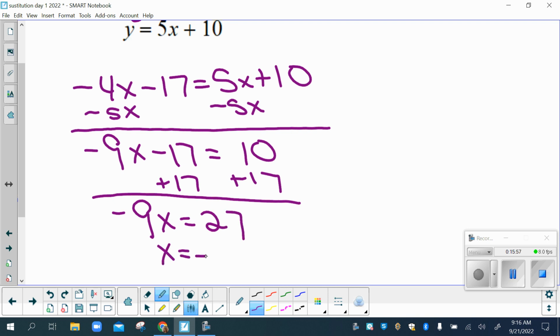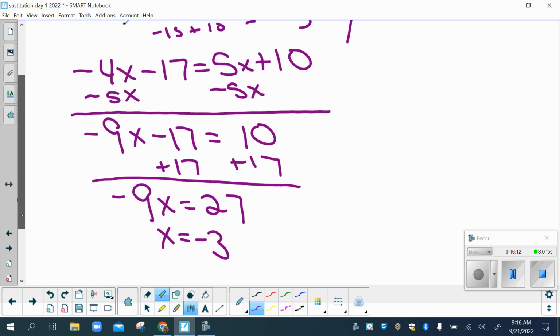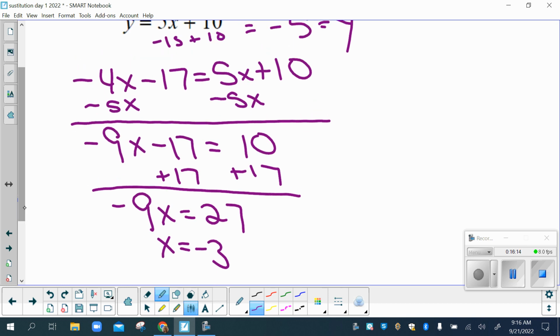Hey, I got negative 3 for x, and then I plugged back in, and I plugged into this bottom one because it looked easier. Negative 15 plus 10, I got negative 5 for y. Yeah? Am I okay? Negative 3 for x, negative 5 for y. I'll leave that up. I'm going to stop the taping real quick.